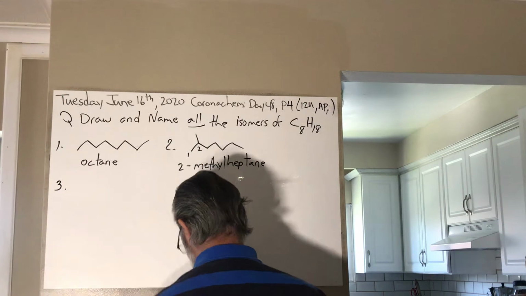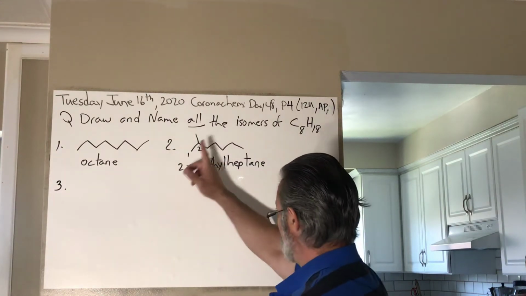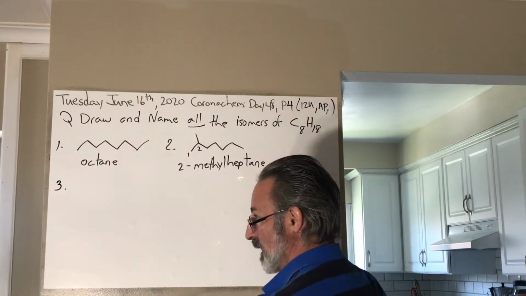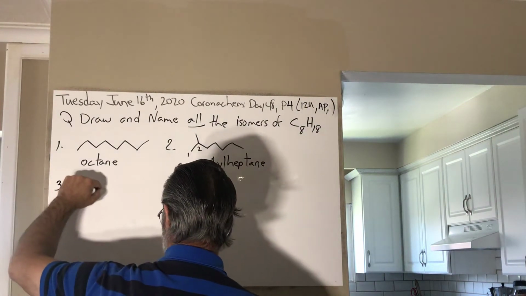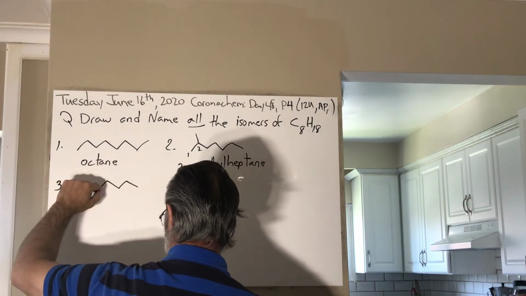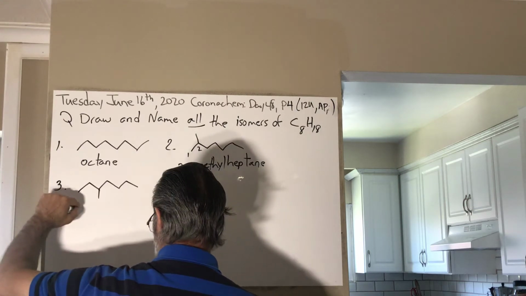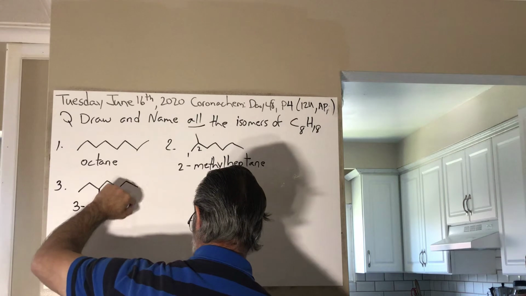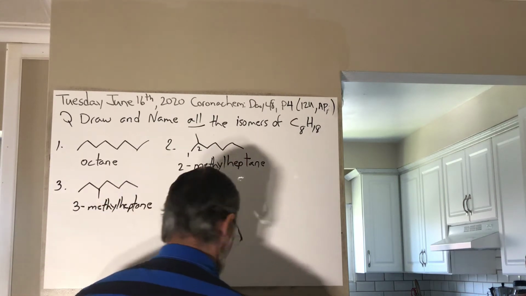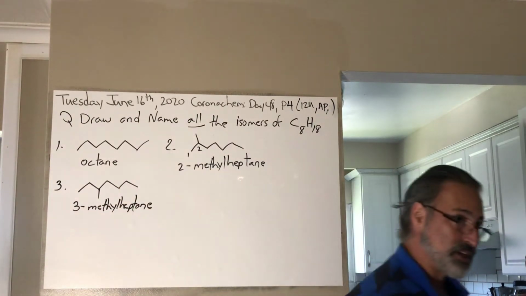Third possibility, let's move that methyl group all the way down the line and get all the different possibilities. So we're going to have 1, 2, 3, 4, 5, 6, 7, and at the third position we put the methyl group, so that's going to be called 3-methylheptane.